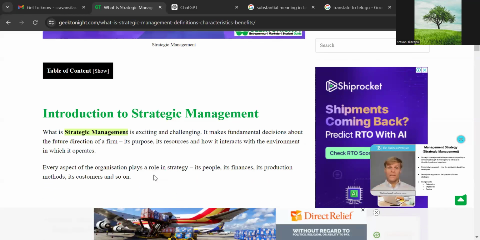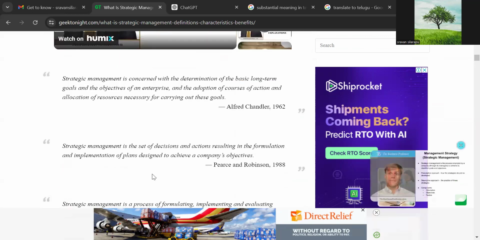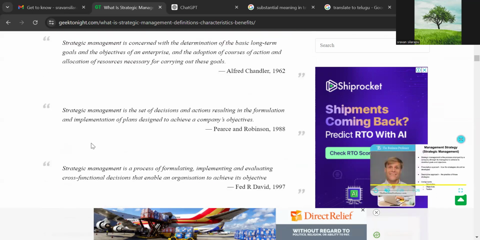So next, the definition given for strategic management. Strategic management is the set of decisions and actions in formulating and implementing plans designed to achieve a company's objectives. It involves formulating and implementing plans to achieve organizational objectives and goals, as defined by Robinson in 1988.